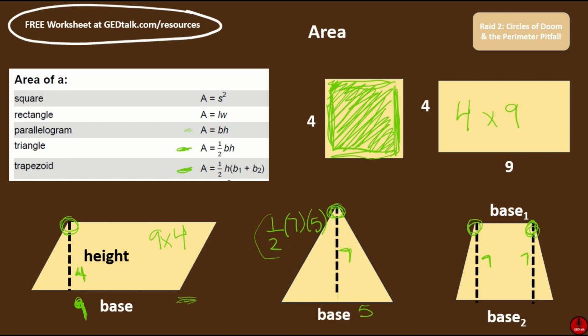Well, base 1, because it's shorter than base 2, we need to make sure that we pay attention to that information. So base 1, they might say that this is 5, and base 2, they might say that this is 10. So then you would just want to make sure that you're paying attention to the formula, which for this trapezoid is 1/2 times the height, and we know the height is 7. So we have height as 7 times B1, which is 5, plus B2, which is 10. And then you would drop that into your calculator, folks, and you would get the area of a trapezoid.